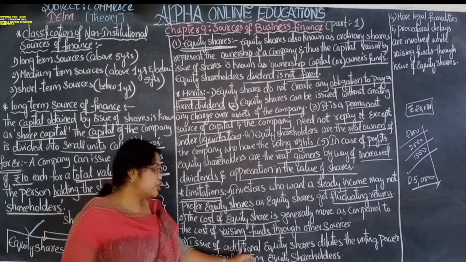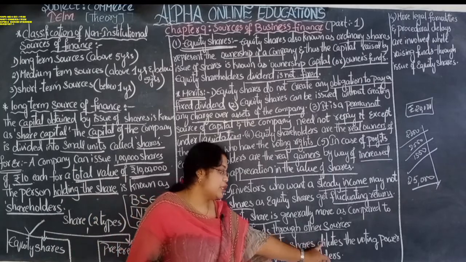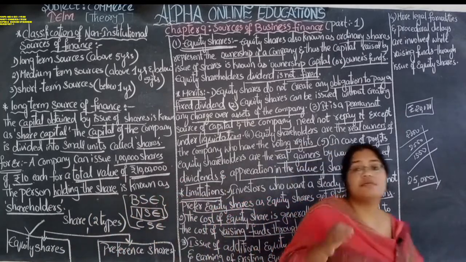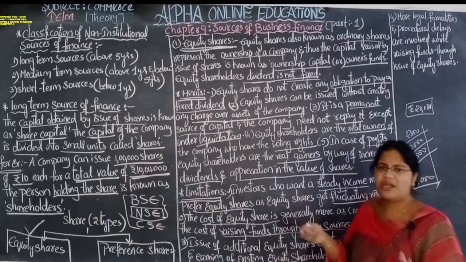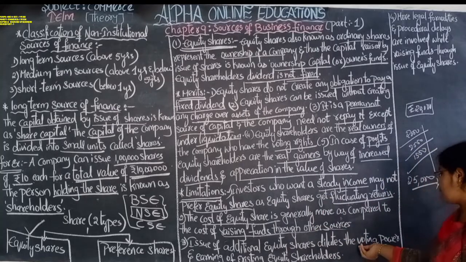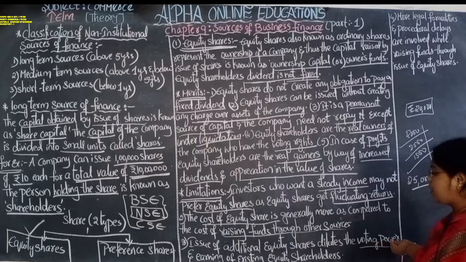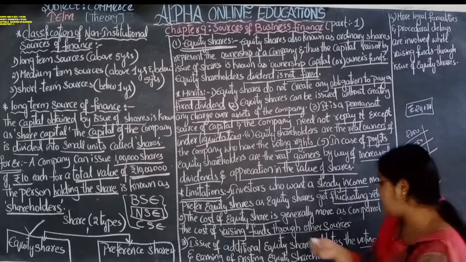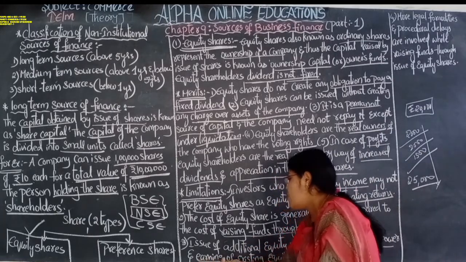Issue of additional equity shares dilutes, meaning it reduces, the voting power or earnings of equity shares. It will not give any double voting power.